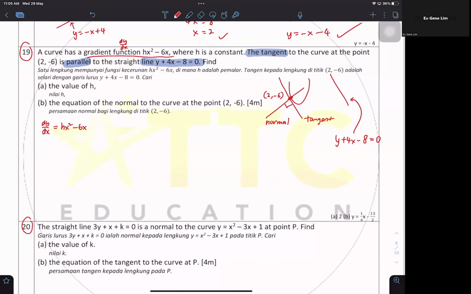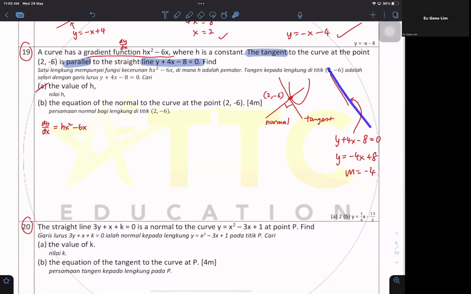Okay, good. So now the question says find h. How to do this? The first thing you do is find the gradient first, right? Since they say parallel, parallel means same gradient, right? You just have to bring the 4x to the other side. So y equals -4x plus 8. So the gradient of that line is -4.